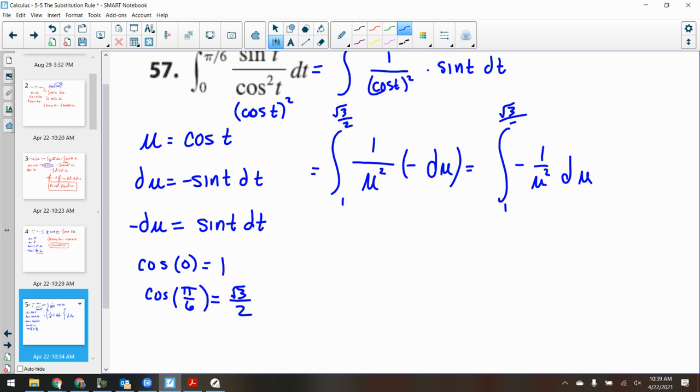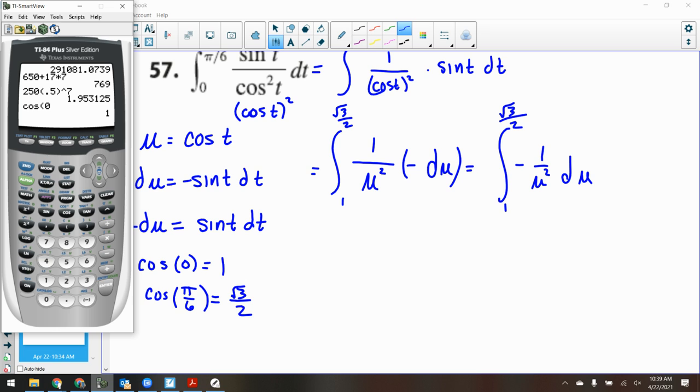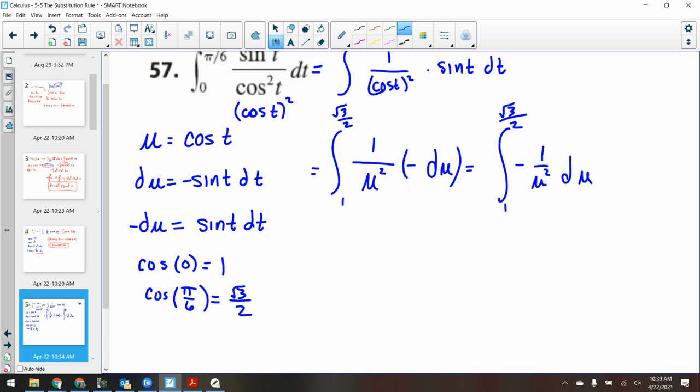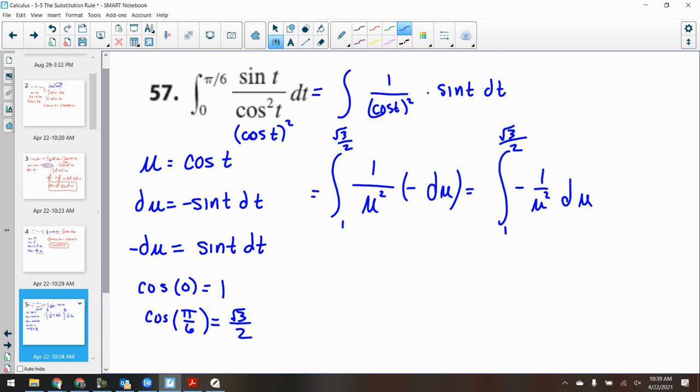Now, what's interesting about seeing the decimal, though, is if I just take cosine of pi over 6, it's like 0.86, right? Question: why do you change the end value? Because as soon as I change it into u, I have to put the endpoints in terms of u as well. So that in the end, I don't have to plug back in t. I can just evaluate the integral with my new endpoint.